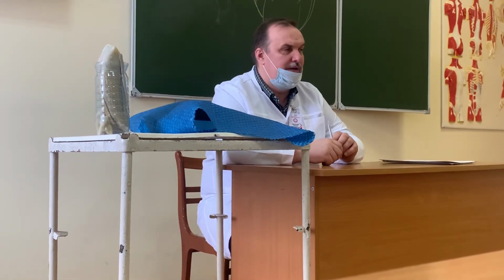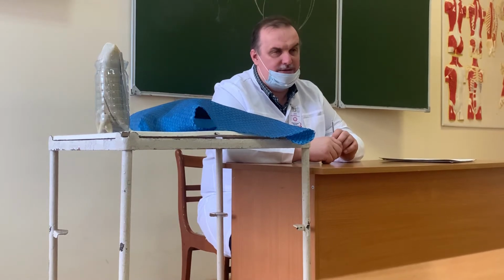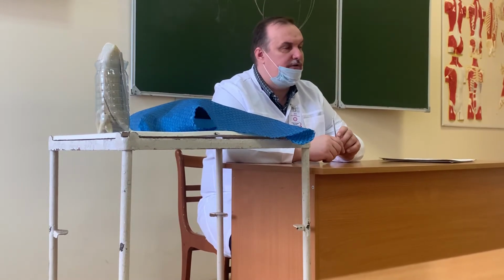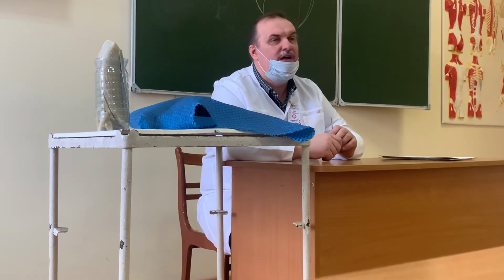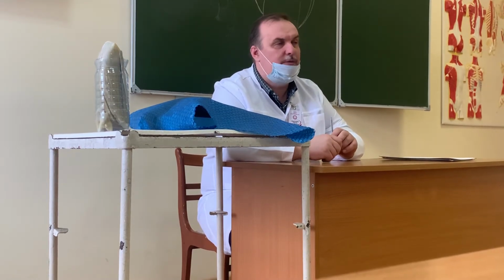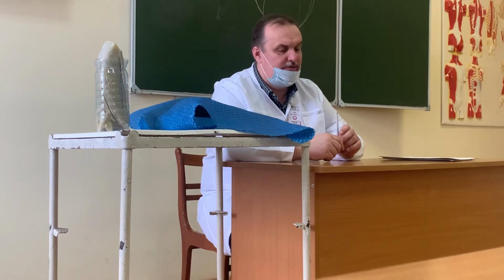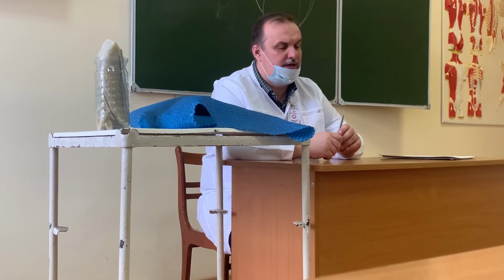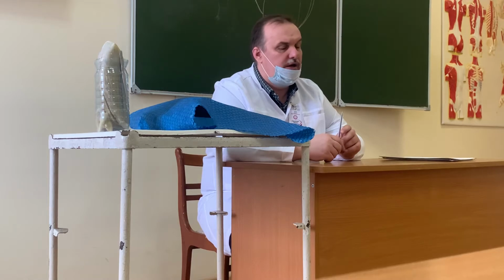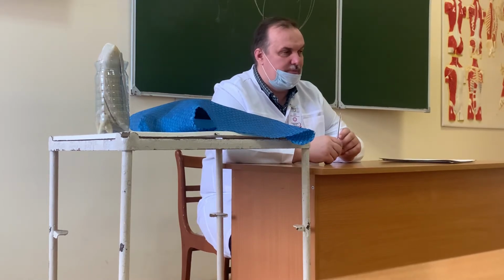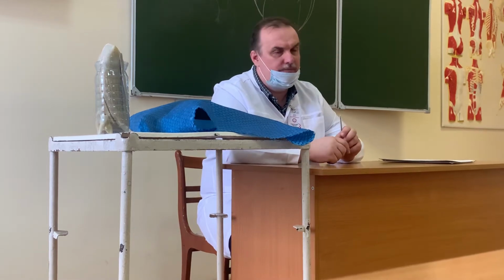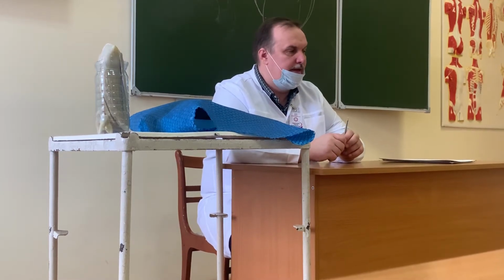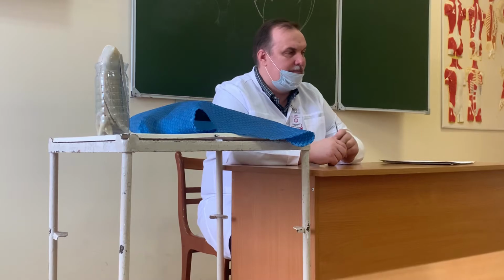All the other papillae are papillae of taste. They are fungiform papillae, papilla fungiformis, papilla foliata, and papilla vallata. Vallate, foliate, and fungiform. They are taste papillae, and we can see these papillae on the tongue. We will try to do it in a minute. Next, teeth.